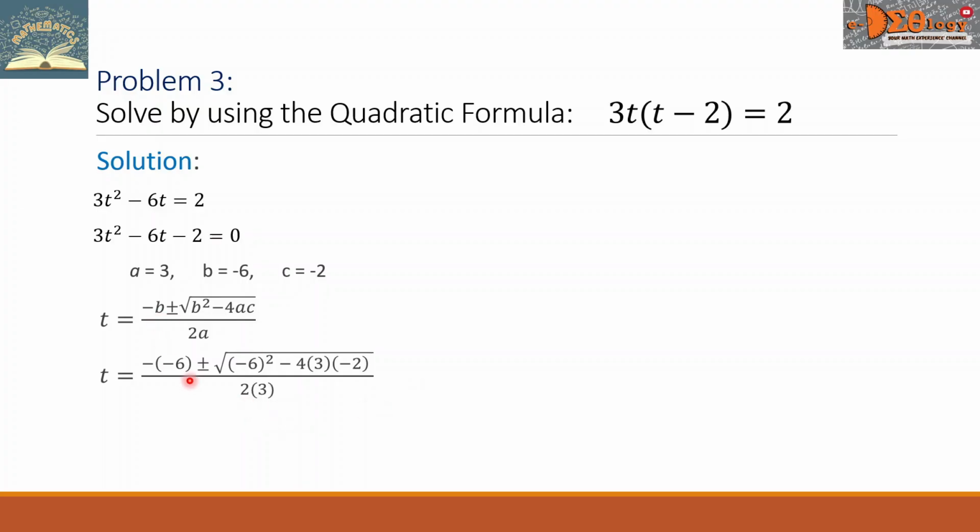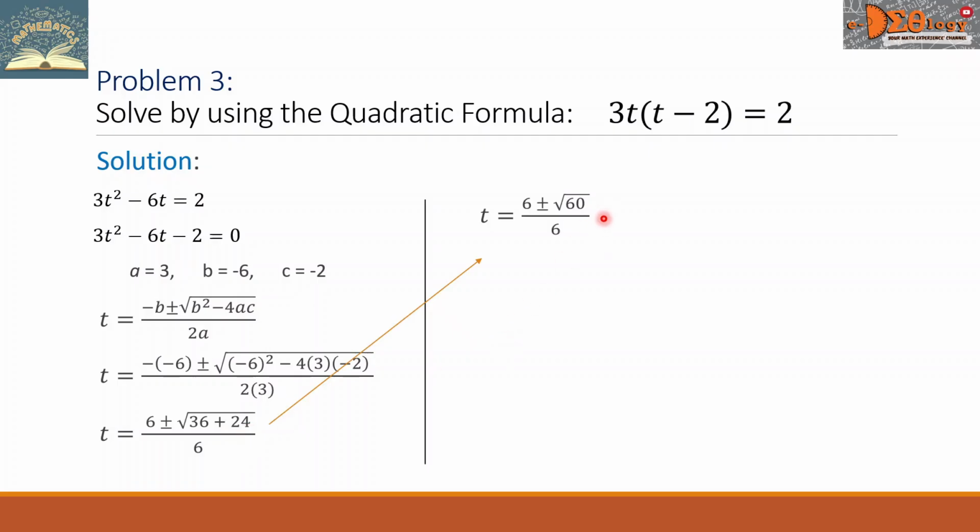Let us simplify further. The negative of negative 6 is positive 6 plus or minus the square root of the square of negative 6, which is positive 36. Then we multiply negative 4 times 3 times negative 2. We get positive 24 all over 2 times 3 is 6. We get the sum of 36 plus 24, that would be 60.